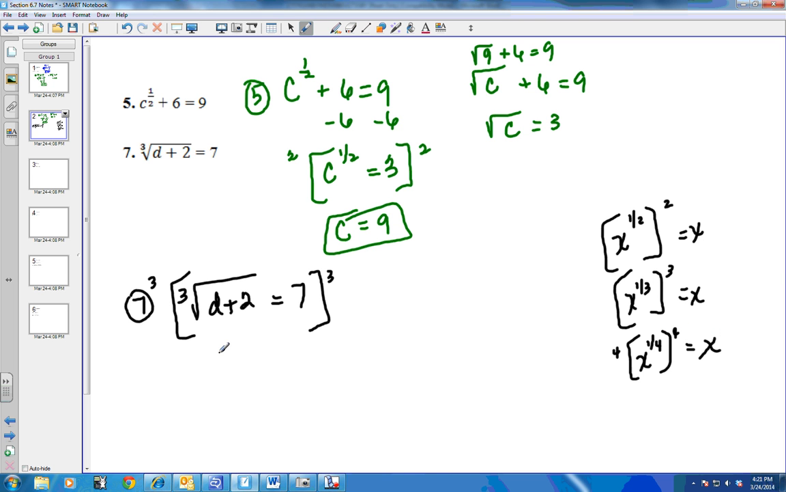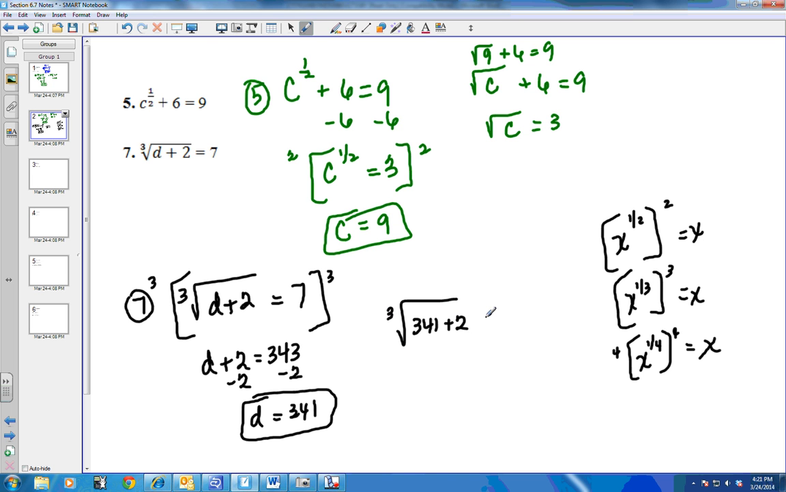I'm going to cube both sides, and now I have d plus 2. 7 to the 3rd, so that means 7 times 7 times 7. So 7 to the 3rd is 343. And then when I solve for d by subtracting 2, d equals 341. Now to check, I'm going to substitute this into my original problem.